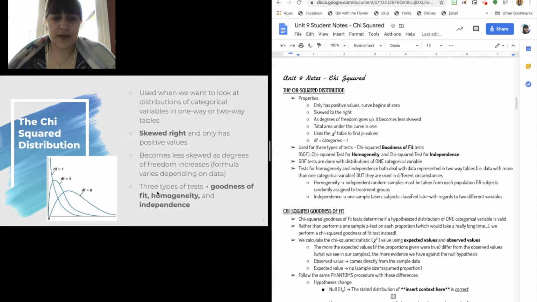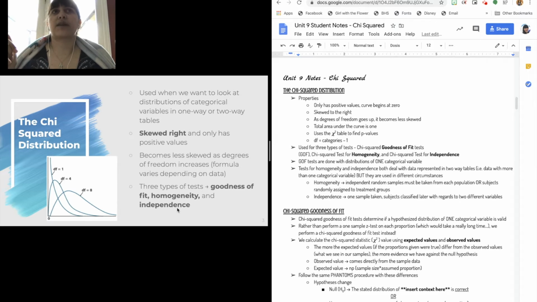Then there are 3 different types of tests for chi-squared, and they are goodness of fit, normally abbreviated GOF because we don't want to write out goodness of fit, homogeneity, and independence. For the most part, homogeneity and independence are almost exactly the same. The only difference between them is how you write the hypotheses. In general, homogeneity and independence are used for two-way tables where each variable has more than one category, right?